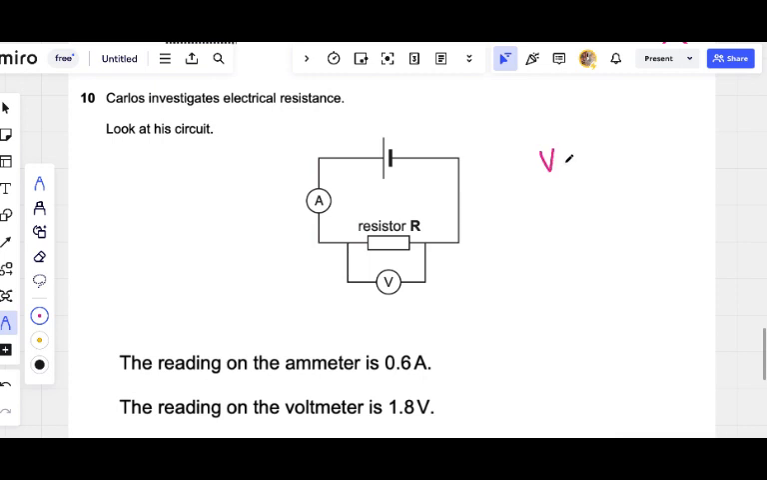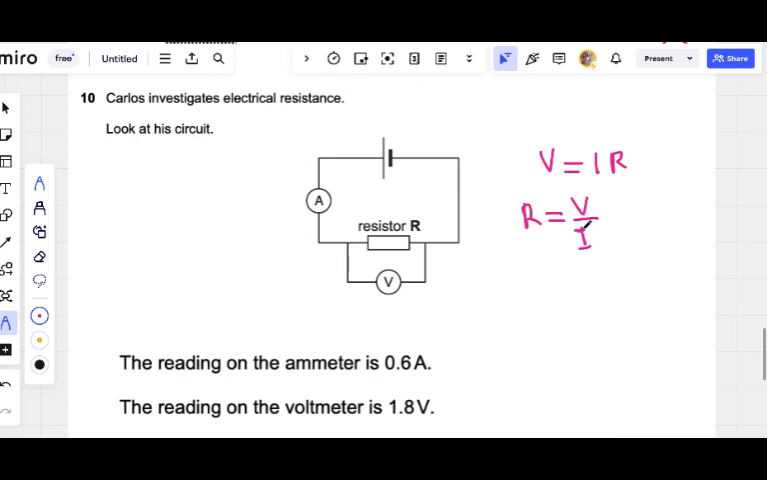First of all, Ohm's law. In Ohm's law, V equals IR. So R is the resistance. R, resistance, is equal to the voltage over I. Make R the subject, divide both sides by I. So voltage over I. This is the formula for resistance.